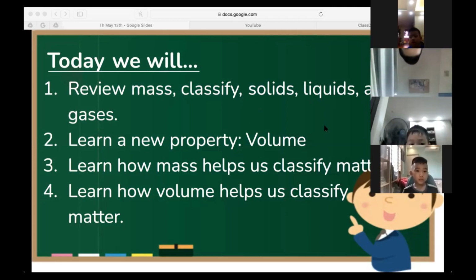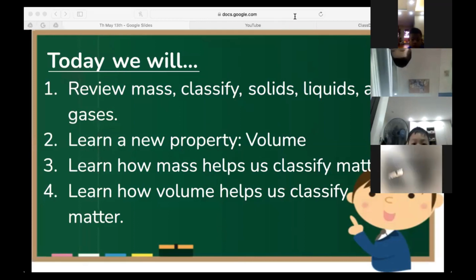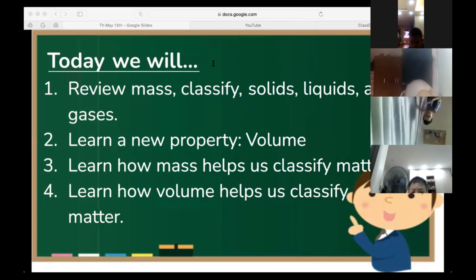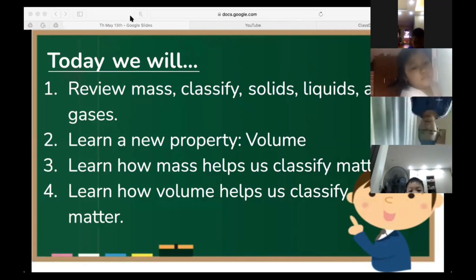Nam, can you read number 2, starting with today? Today we will learn a new property, volume. Very good. Oh, nice job pronouncing that new word too. Today we'll learn a new property called volume. Number 3, let's have Sino. Can you read number 3, starting with today? Learn how mass helps us classify matter.